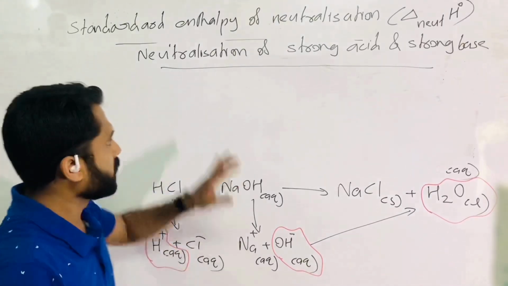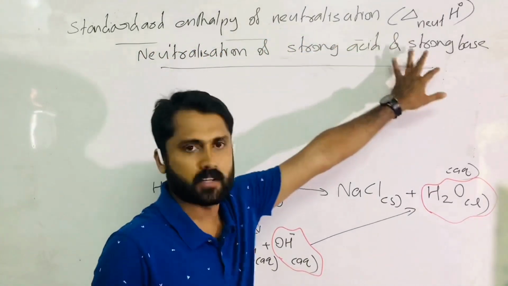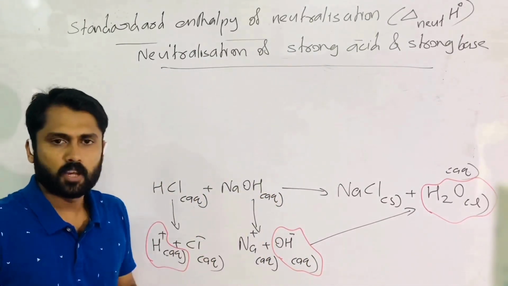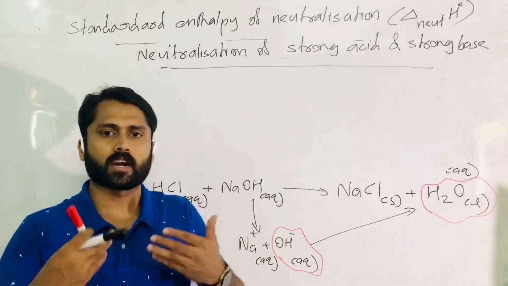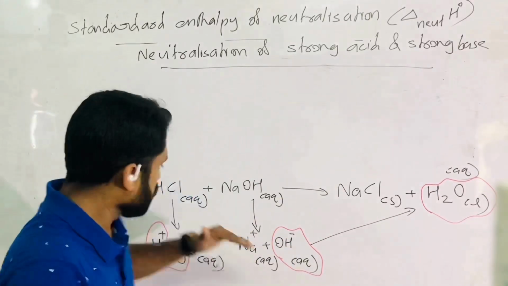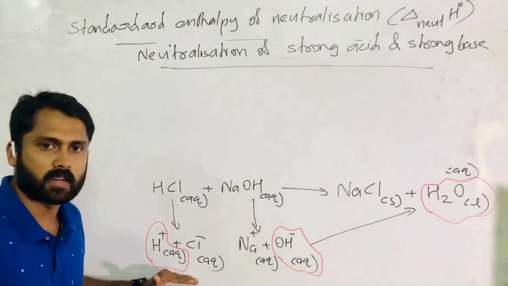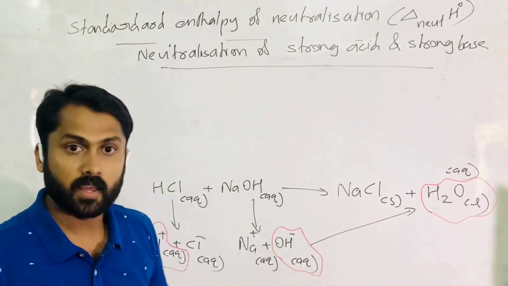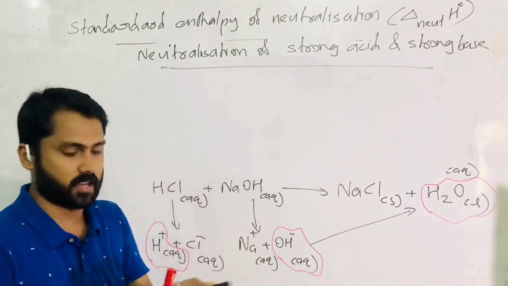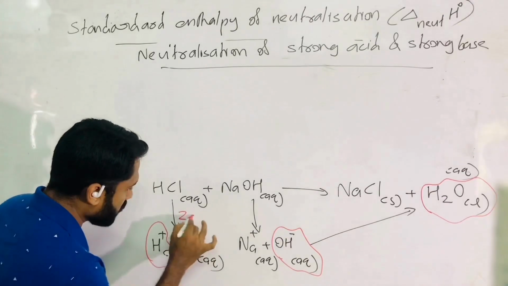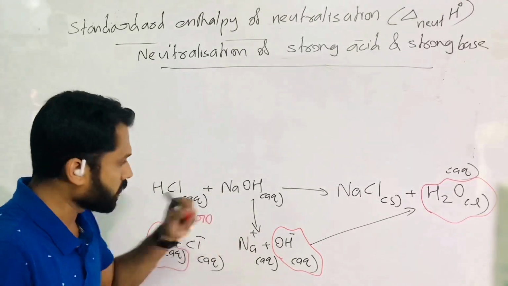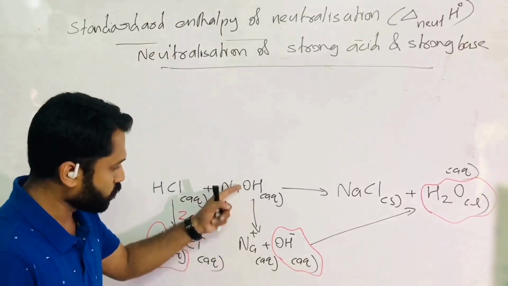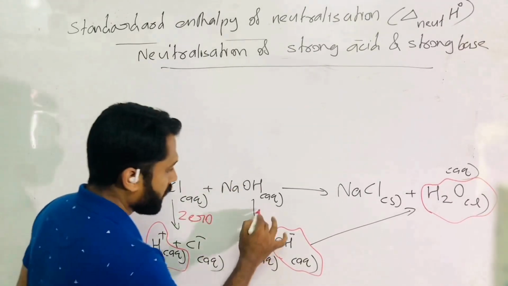First, I am considering neutralization of strong acid and strong base. HCl is a strong acid, NaOH is a strong base. Strong acid and strong base undergo complete dissociation. So, to dissociate this acid completely, energy is not required during neutralization. Why? It is already completely dissociated. So, this enthalpy is 0. What about NaOH? NaOH is a strong base. It is already completely dissociated, so energy is not required.